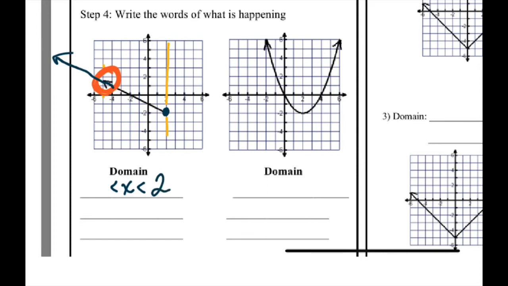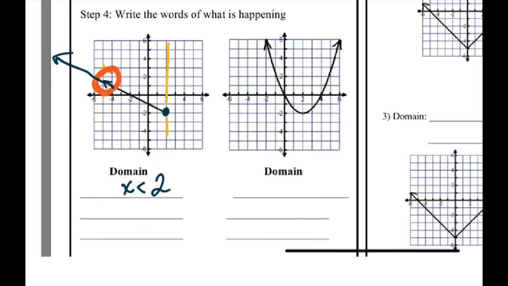So what happens is there was no left border. There was no left endpoint. So I don't need my left symbol. In fact, we can just erase it. So the domain of this graph is that the x's, here's 2, they're all less than the number positive 2. x is less than 2.